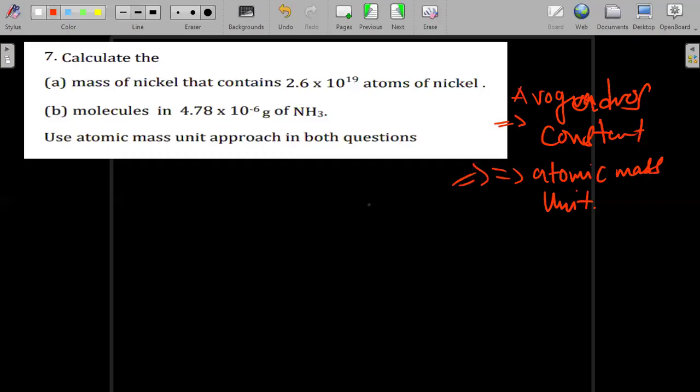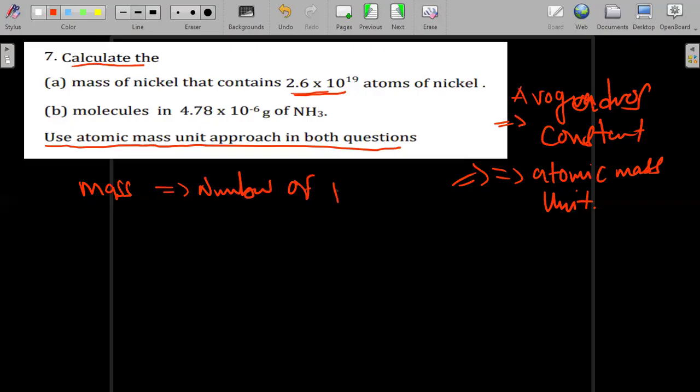Here they are specifying that we have to use the atomic mass unit approach in both questions. So what are the questions now? The question says: calculate the mass of nickel that contains 2.6 multiplied by 10 to the power 19 atoms. The good part in chemistry is that you can convert the mass to the number of particles.